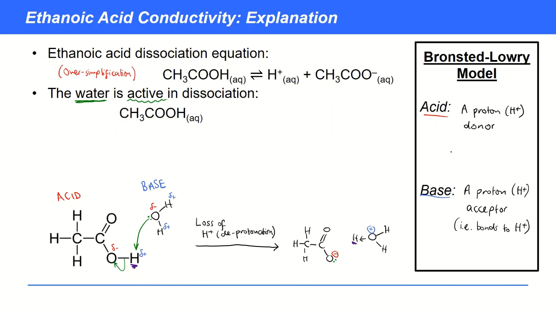And donor is just simply a way of saying, i.e. it loses H+. So this was our original model of dissociation, which is that you put ethanoic acid into water and the H+ just drops off. Now we see here that this is not actually what's going on.